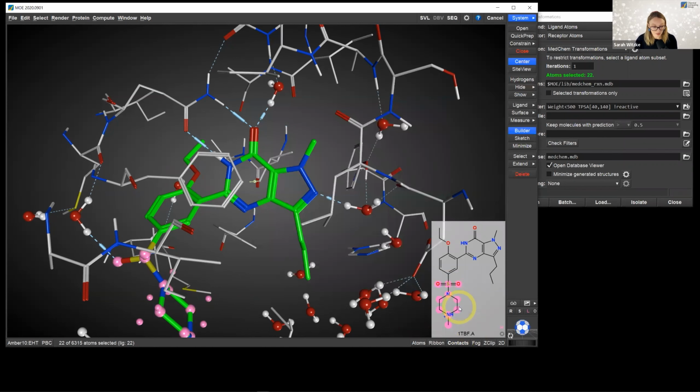When I select atoms on the ligand, that panel automatically updates and says, you have selected 22 atoms, and that indicates I'm only going to transform on those 22 atoms. So that might be one way that you can specify it.